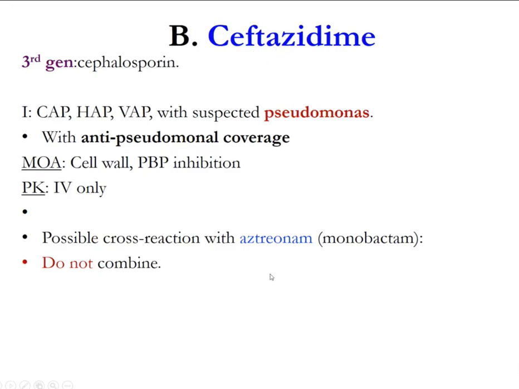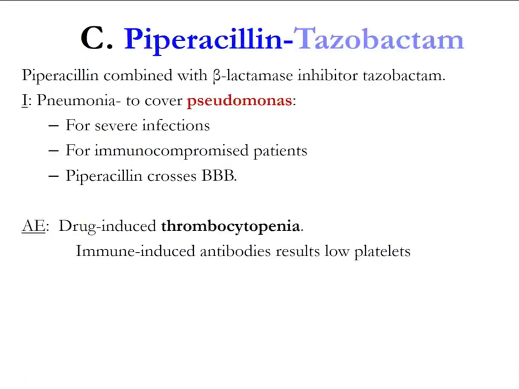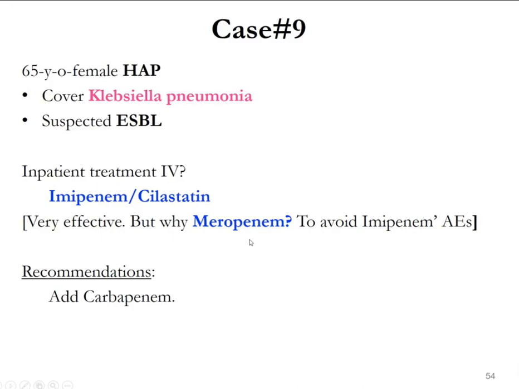Should not mix with the ceftazidime. That is the 3rd generation cephalosporin with Pseudomonas because it has a drug interaction. Okay, we learned that last year. Do not combine. Next one, penicillin: piperacillin-tazobactam, a broad spectrum penicillin. Okay, beta-lactamase inhibitor, tazobactam, we will add. This has an adverse effect of thrombocytopenia.